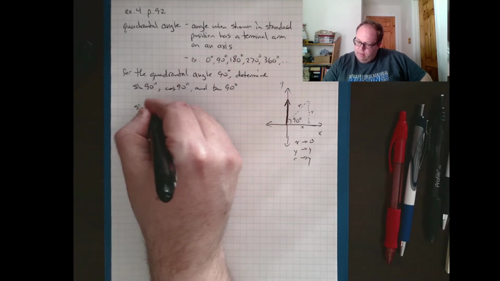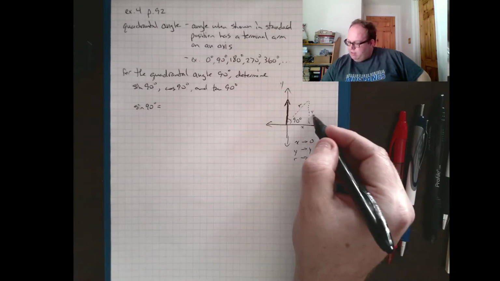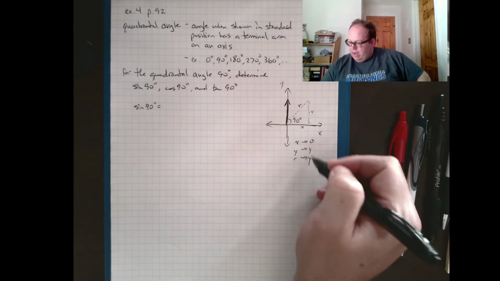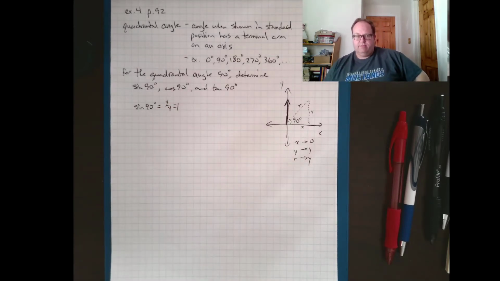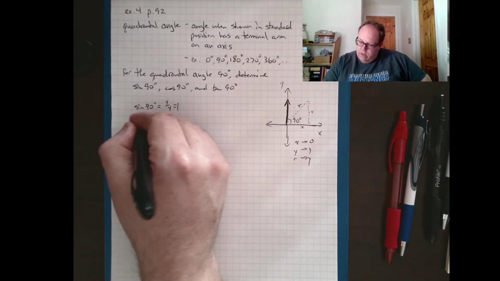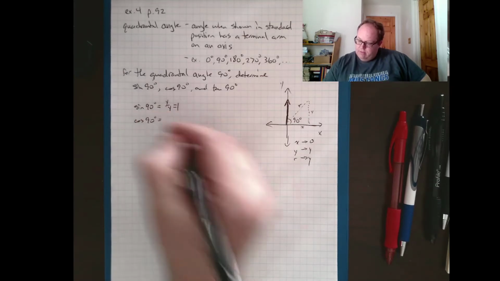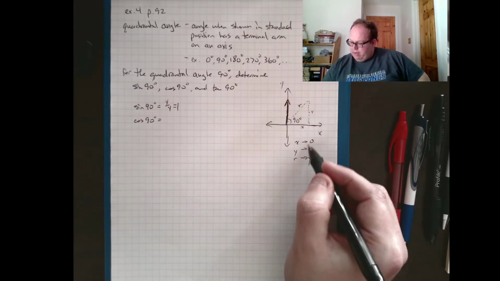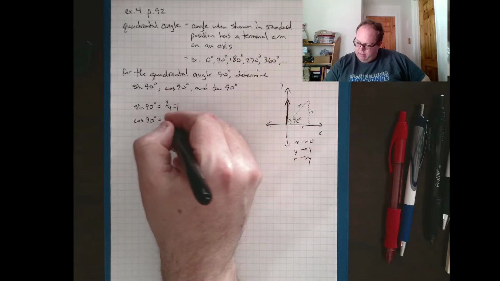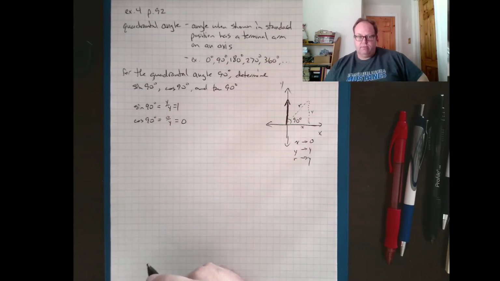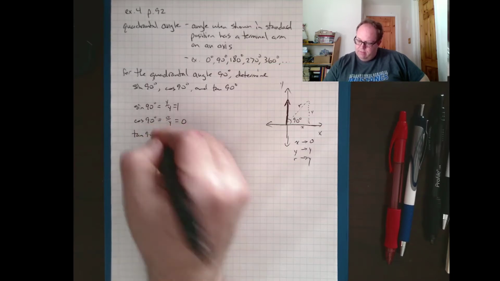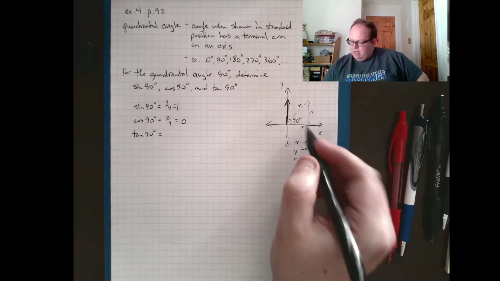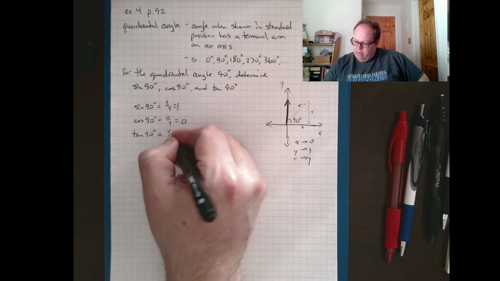Sine is going to be opposite over hypotenuse, or y over y, which equals 1. Cosine of 90 degrees is going to be adjacent over hypotenuse, or 0 over y, which is 0. And the tangent of 90 degrees is going to be the opposite over the adjacent, or y over 0.